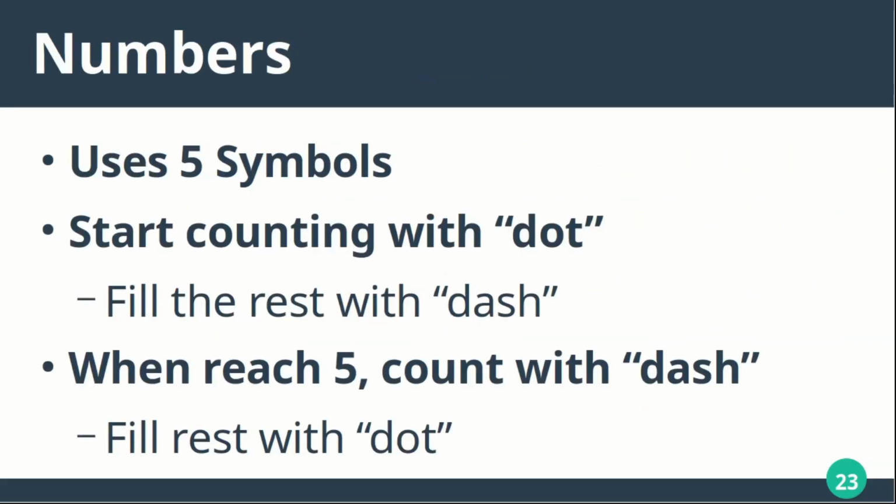Okay, numbers. This is pretty easy. It uses 5 symbols, and you start counting with a dot. So first, basically, and fill in the rest with the dash. So what that means is, you'll see on the next page, a 1 is a dot followed by 4 dashes, because you have to use 5 symbols in that Morse code word. 2 is 2 dots followed by 3 dashes, so you get to the 5 total, and so on. When you reach 5, you've got 5 dots in a row. And now when you reach 6, you now have to start with a dash and do 4 dots, and so on. So let's go to the next page.